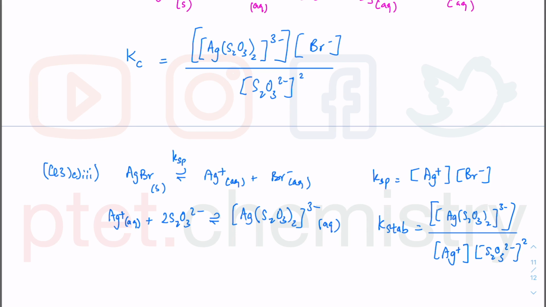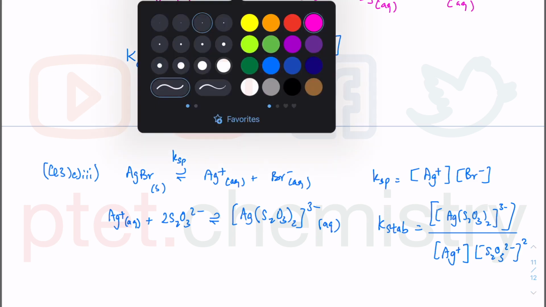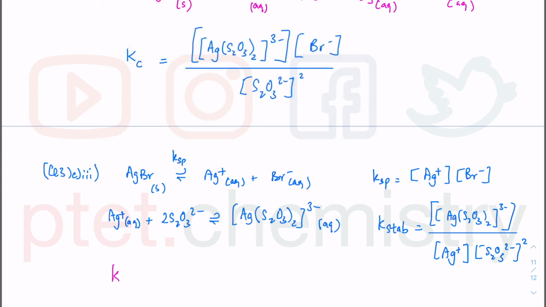I can see this thing is on top, so I also need Br- on top. So it has to be Kstab times Ksp. Then the Ag+ and Ag+ cancel, and I get this at the bottom. I hope you can see that this is on top, this is on top. So Kstab must be on top and it has to be multiplied by Ksp since I want Br- on top as well. That's how easy it is to get the expressions. So Kc above, meaning this thing, is obtained by multiplying Ksp times Kstab, and you can see that because you know the definition for each of these.